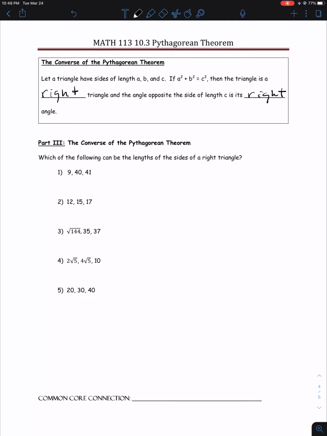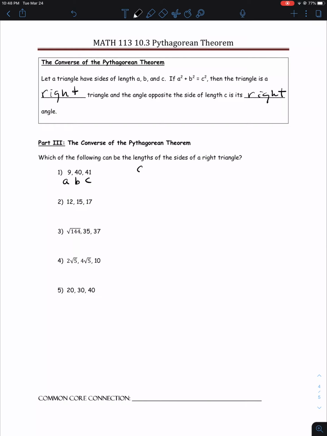So what we're going to do is use this to verify, given certain numbers, whether these numbers actually form a right triangle. We're going to plug them into the Pythagorean theorem and see if the answer we get is true. Remember, the hypotenuse always has to be the longest side of the triangle. In this case, I'm going to let a be 9, b be 40, and c equal 41. Then I'm going to plug them into the formula.